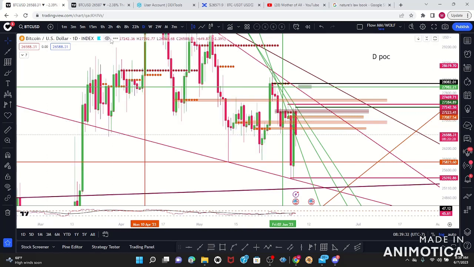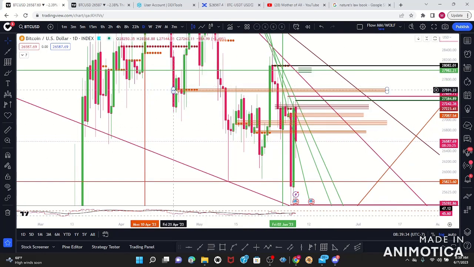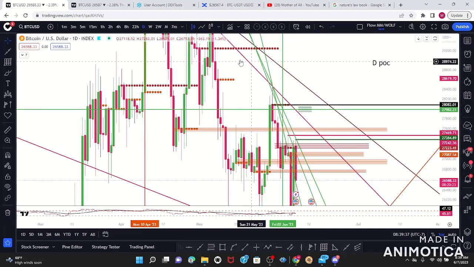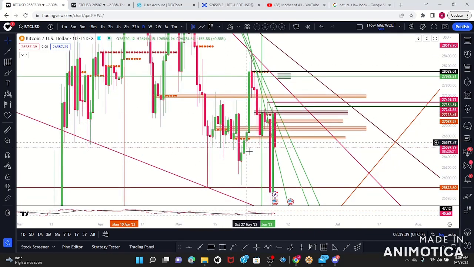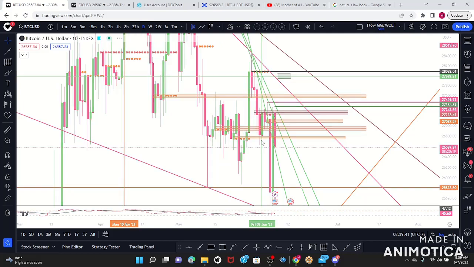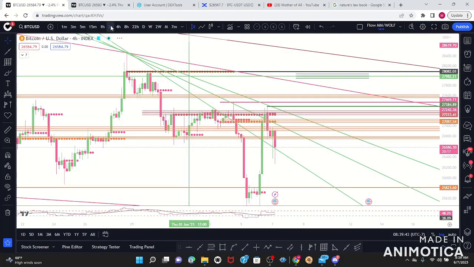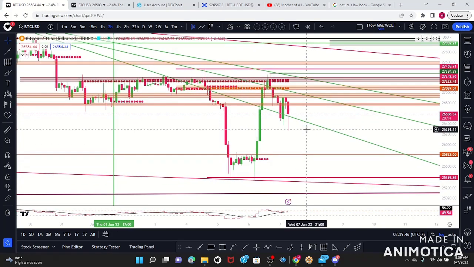And once I turn on the wicks, it makes a little bit more sense, right? How price action reacts to each level. And here it's sitting down. But okay, we're in the 4 hours, 2 hours. What do I see?